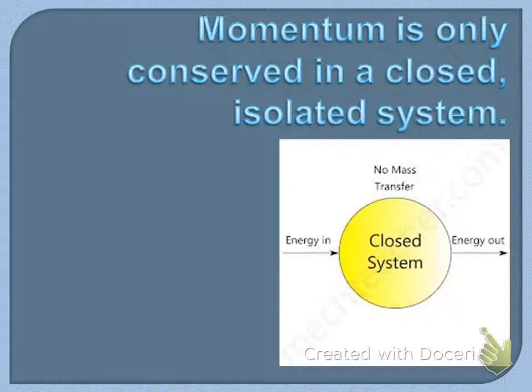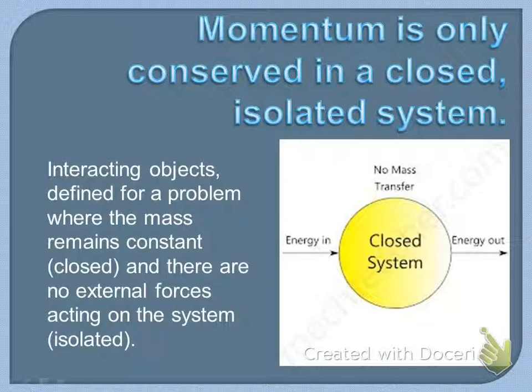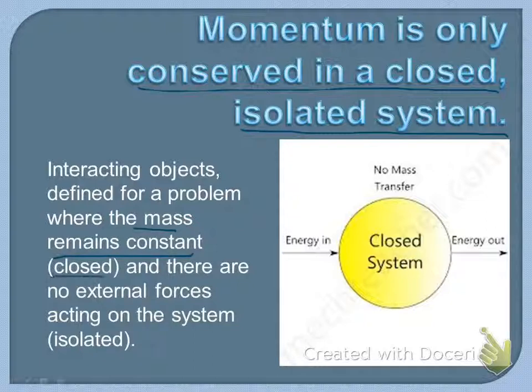Okay. The key thing to write down here is that momentum is conserved in a closed, isolated system. Mass remains constant. That's what determines that it's closed. And this would be the mass of one object plus the mass of the other. That mass is the total mass of the system, and it would remain constant. And there'd be no external forces acting on the system, which is what would make it isolated.